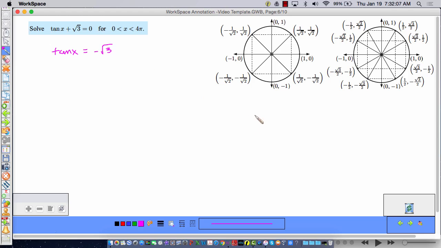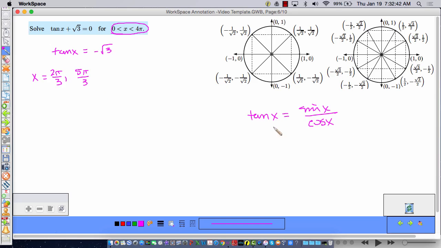Remember, tangent x is equal to sine x over cosine x. I will tell you right off the bat that the solutions, this is for 0 to 4 pi, but I'm just going to do 0 to 2 pi in just a second, are between 0 and 2 pi: 2 pi over 3 and 5 pi over 3.